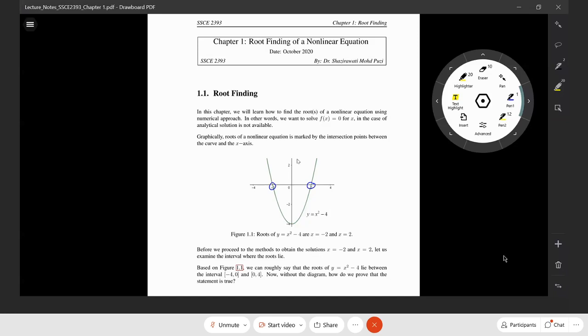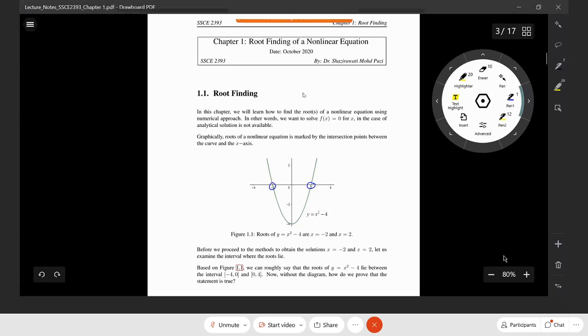So how would you prove that? Katakan tak ada graph, no graph. I'm just telling you the roots of x squared minus 4 are negative 2 and 2. When we change the x to negative 2 and 2, y is equal to 0. So the value of x, the roots of that equation, which are negative 2 and 2, when you plug into the equation will give 0. It means that you are satisfying the equation. So itu maksud dia.